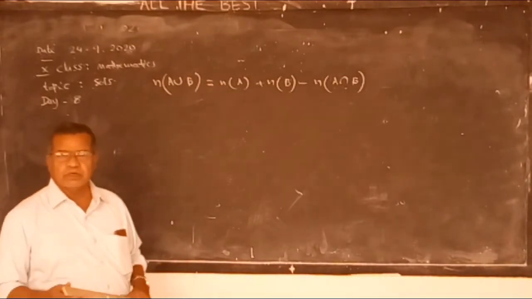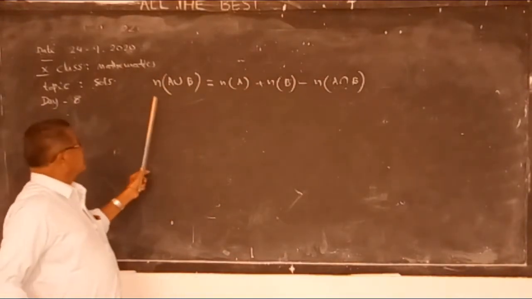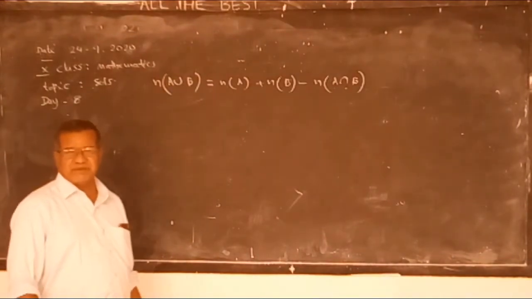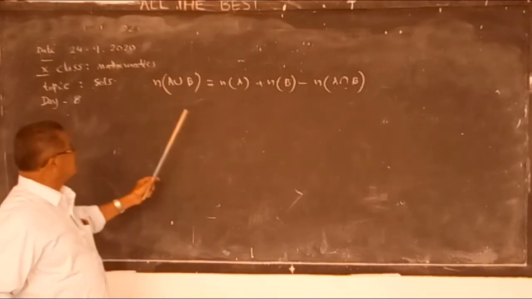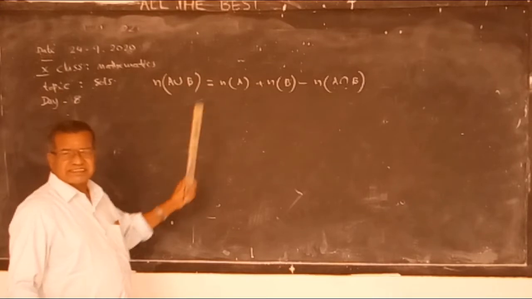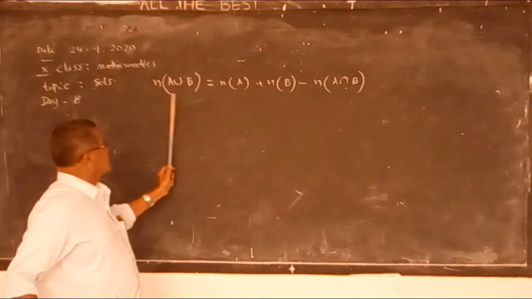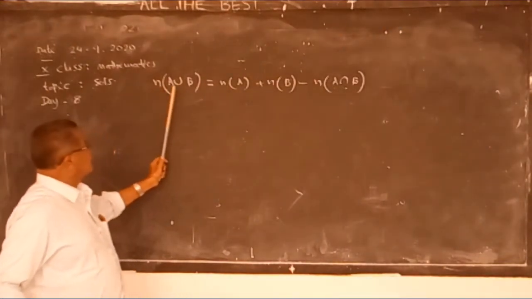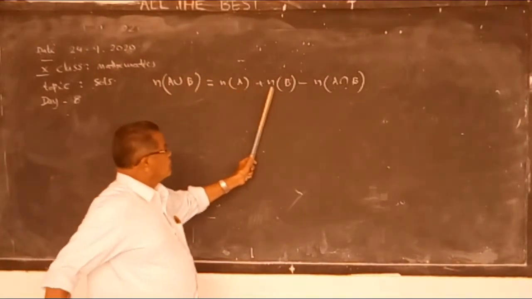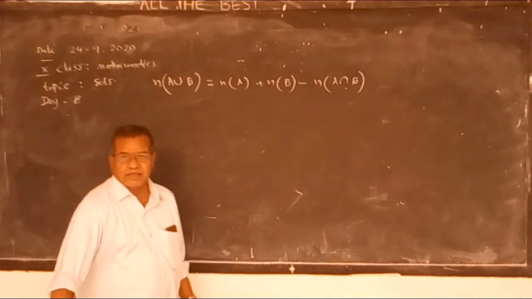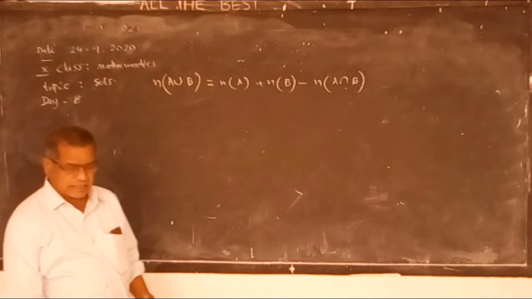Yesterday we studied the relation between two sets A and B. The relation between two sets is union and intersection. Now, the cardinal number of A union B equals the cardinal number of A plus the cardinal number of B minus. Why minus? Because common elements are in both A and B.